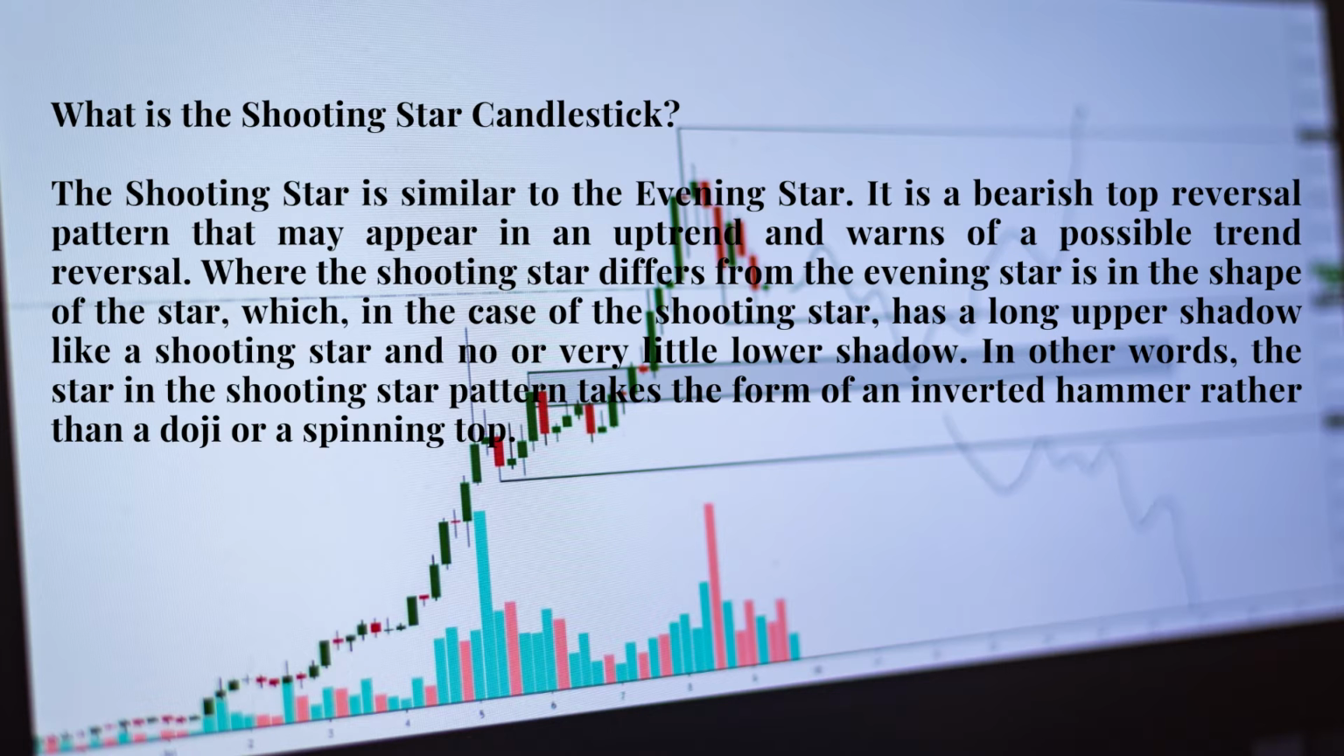Where the shooting star differs from the evening star is in the shape of the star, which in the case of the shooting star has a long upper shadow, like a shooting star, and no or very little lower shadow. In other words, the star in the shooting star pattern takes the form of an inverted hammer rather than a doji or a spinning top.